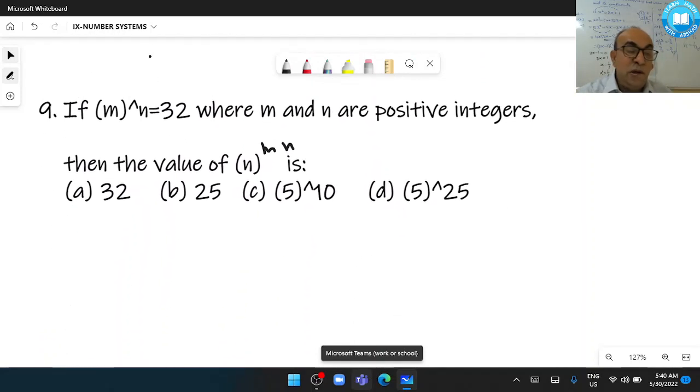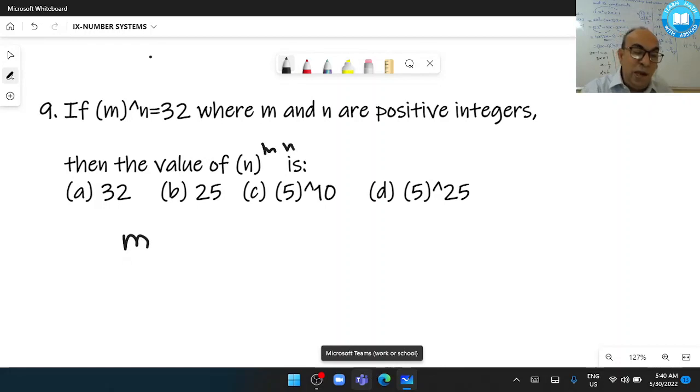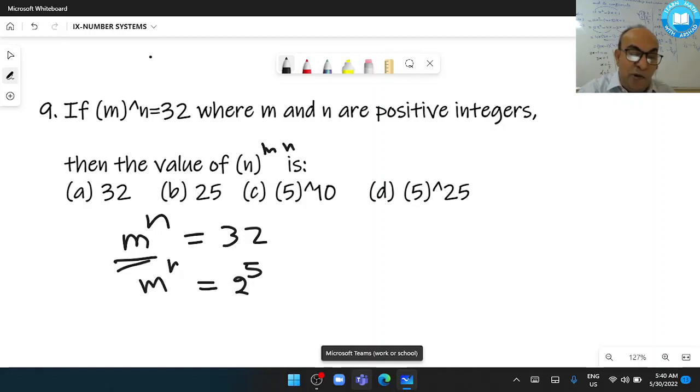Now the next one, m power n equal to 32. So the left side is exponential form. If one side is exponential form and you want to solve it, convert the second side also into exponential form. So 32 will be 2 power 5, and comparing with m power n, n equal to 5 and m equal to 2.